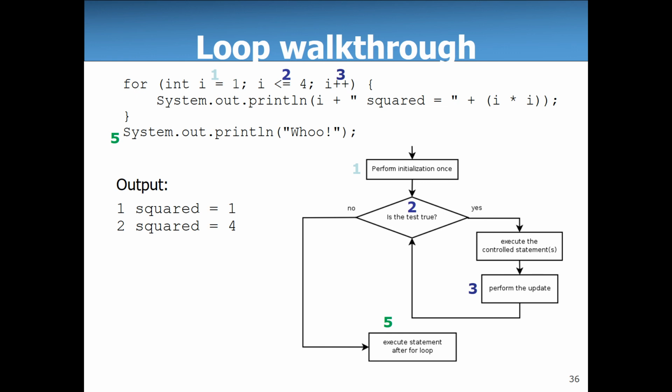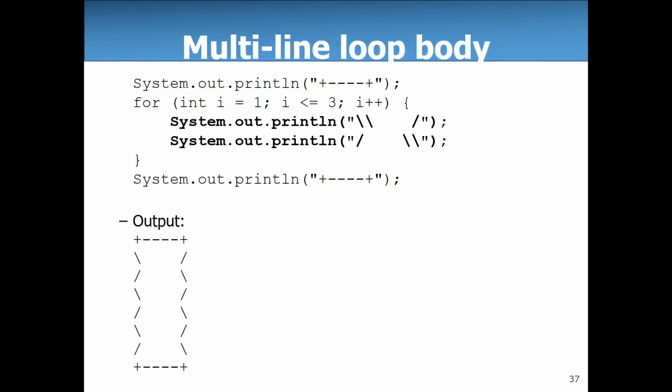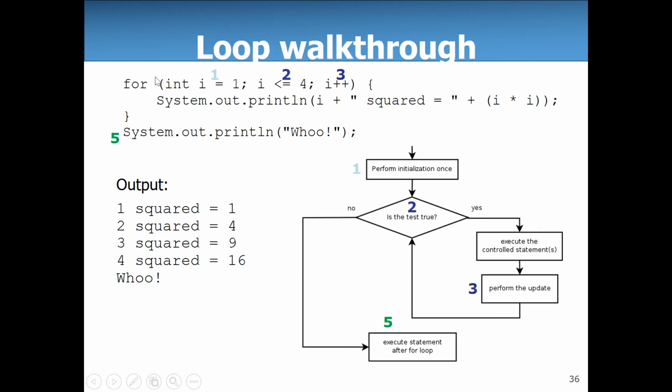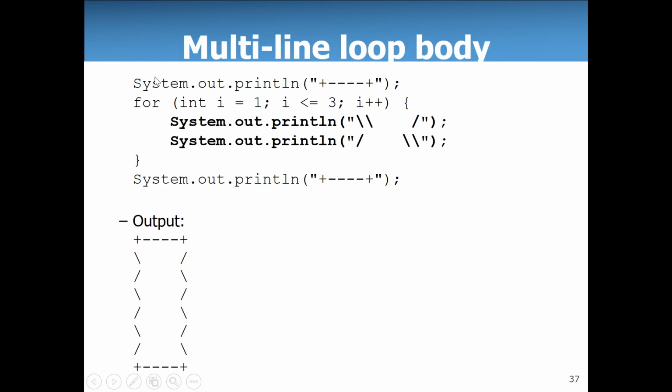So 1 squared, 2 squared, 3 squared, 4 squared, and then after that we update, i becomes 5. 5 is not less than or equal to 4, so we just stop at that point and execute whatever comes after the for loop. So we can have multiple statements over here, which, as I implied earlier, is very useful for drawing.